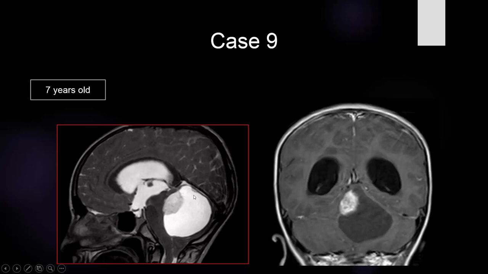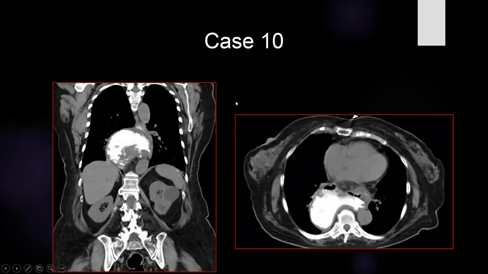In this also 7 years old child, we can see there is a posterior fossa lesion that shows a cystic area with a mural nodule, taking homogeneous enhancement after contrast injection. So this is a large lesion showing a cyst with an enhancing mural nodule in a child. This is a pilocytic astrocytoma. This is characteristic of pilocytic astrocytoma.